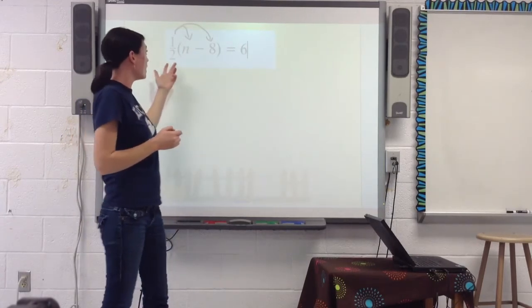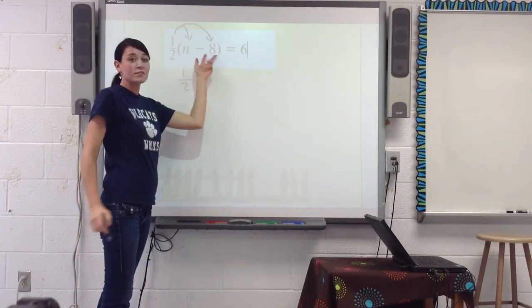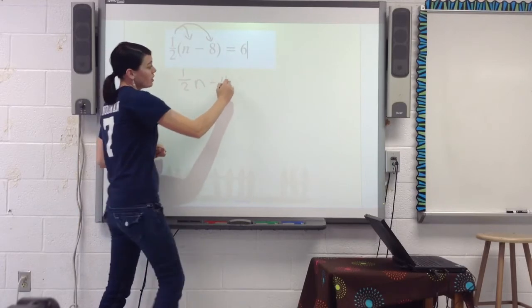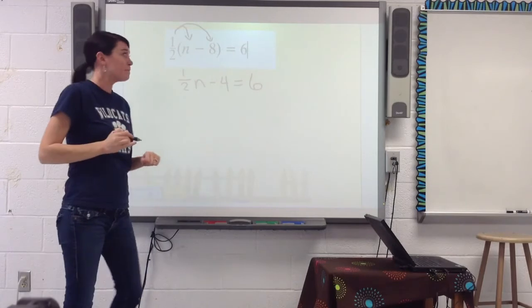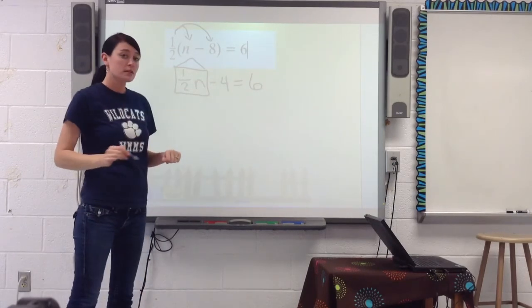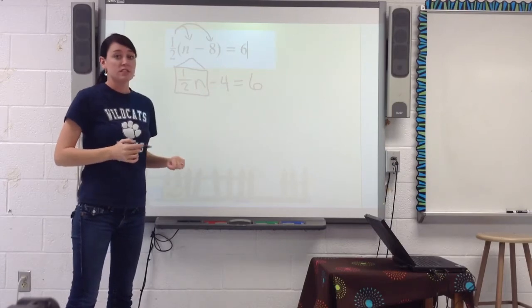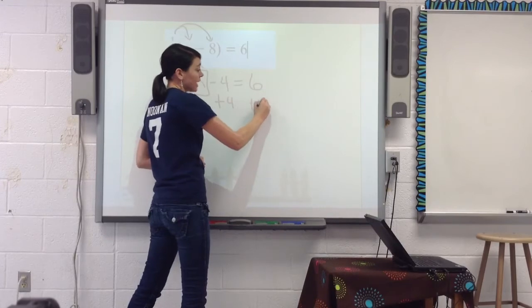The first thing, 1/2 of n, that's just 1/2 n. 1/2 of -8 is -4. And kind of ignore that line. That's not supposed to be there. It's really just 6. Okay? Again, if it helps you to draw your house, by all means, draw your house. The inverse operation of subtraction is addition, so we're going to add 4 to both sides.